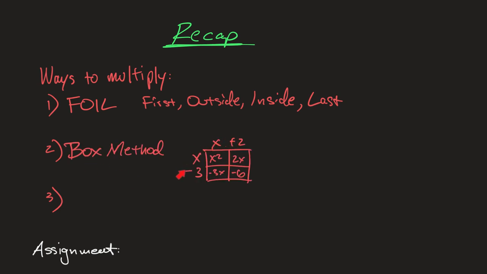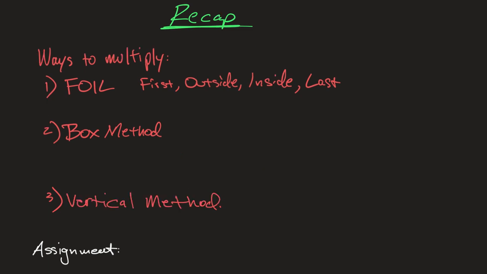Here I got x plus 2 times x minus 3. And I just fill the box in like I would do a regular multiplication times table that we did when we were in elementary school. And then you just combine the like terms and you write out the final answer, x squared minus x minus 6, will be our final answer. Here's our like terms that we can add or subtract together. And our last method is our vertical method.